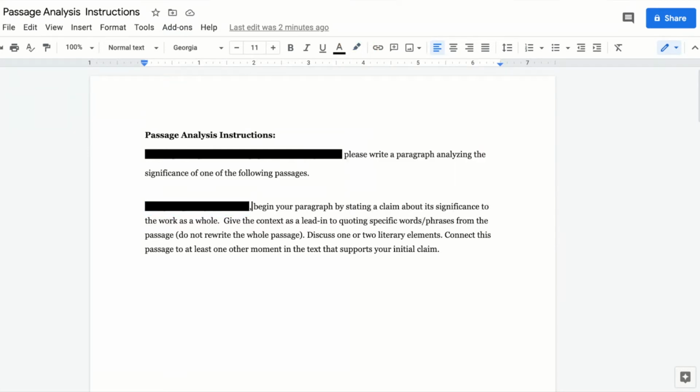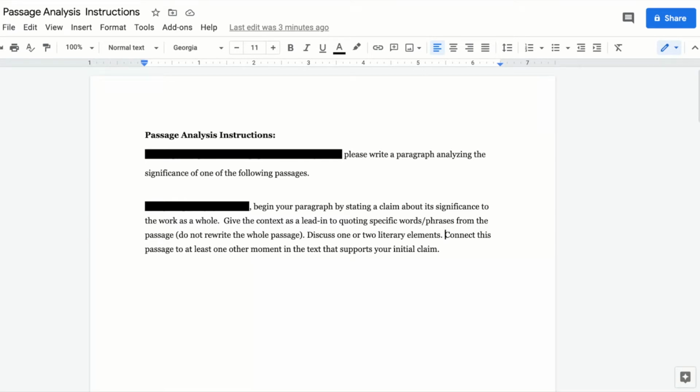Moving on to the next sentence, give the context as a lead-in to quoting specific words or phrases from the passage. Do not rewrite the whole passage. I would say all of the information in this sentence is important. Again, it is telling me exactly what is being asked of me. Nothing is being repeated and all of the information is pertinent to what is being asked of me. Discuss one or two literary elements. Again, this is something that I'm going to need to include, so I want to keep this as is.